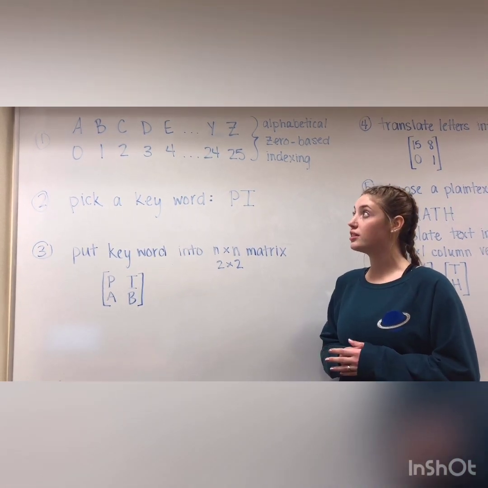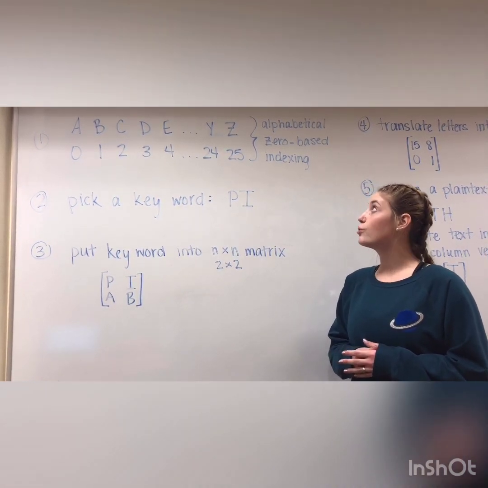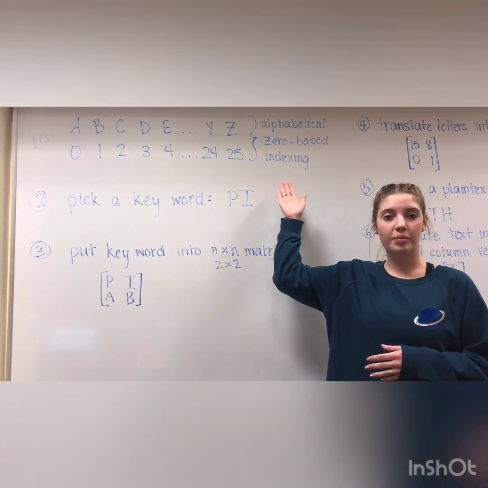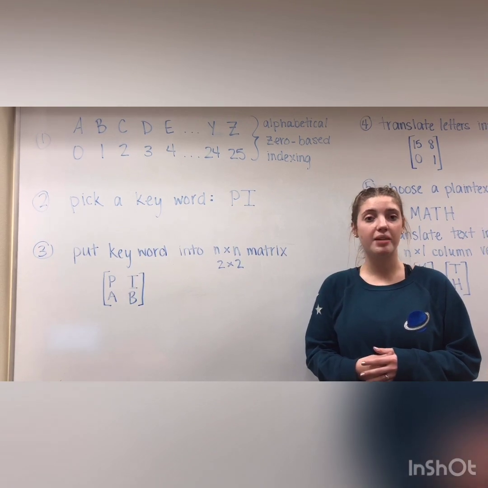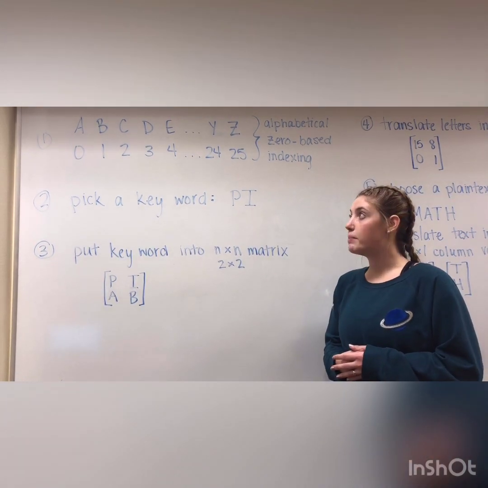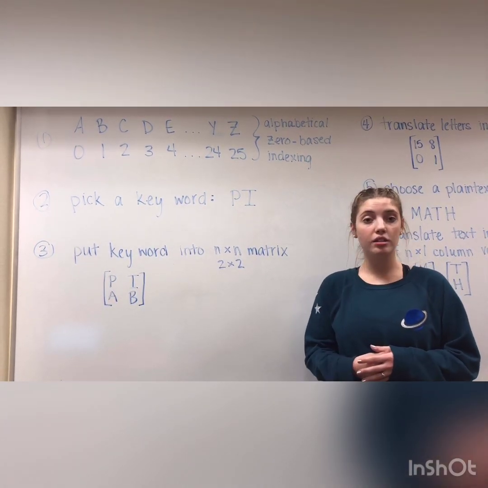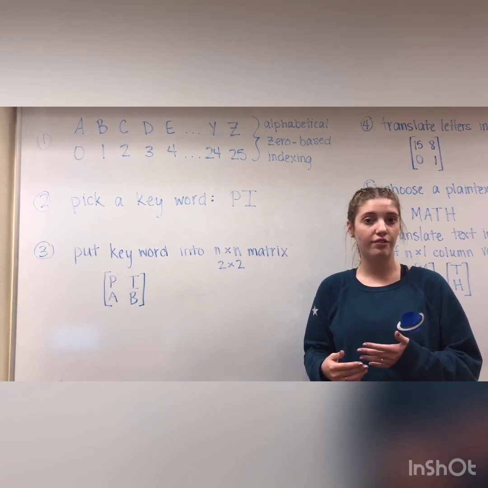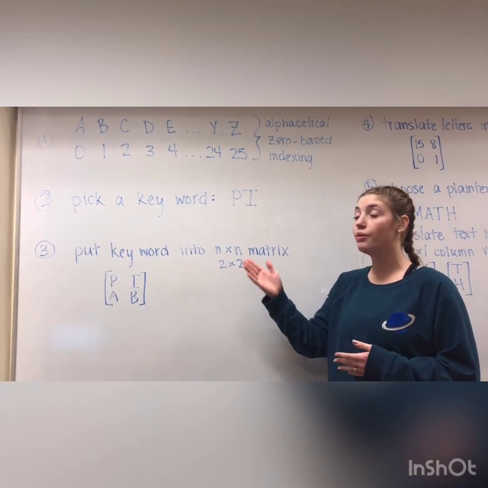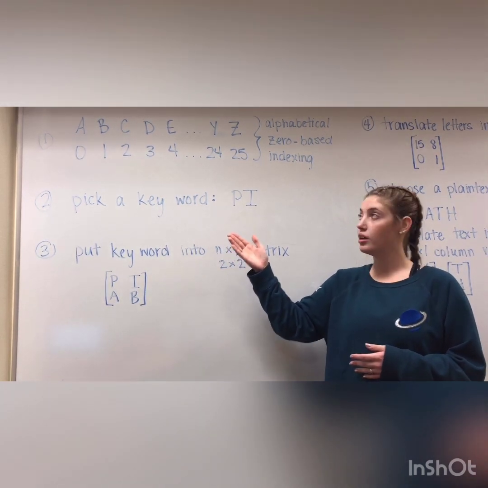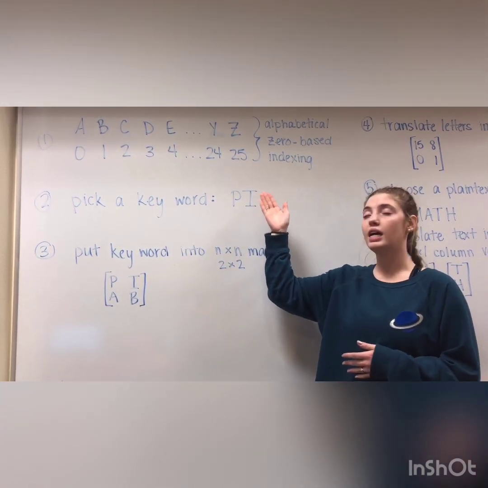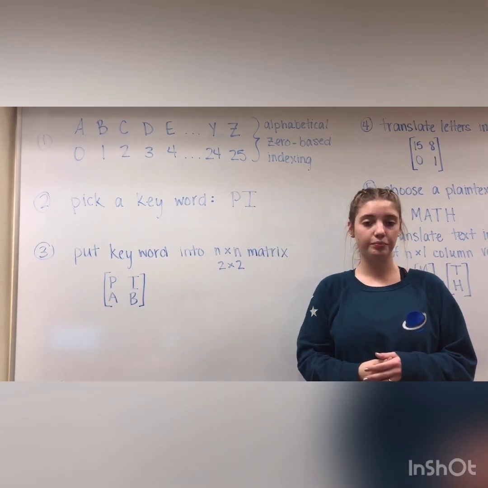So to start, the first step is you have to write out your alphabetical zero-based indexing. This means that each letter starting from A all the way to Z must be paired with a number starting from 0 to 25. So A goes to 0, B goes to 1, C goes to 2, all the way down until Y is at 24 and Z goes to 25.